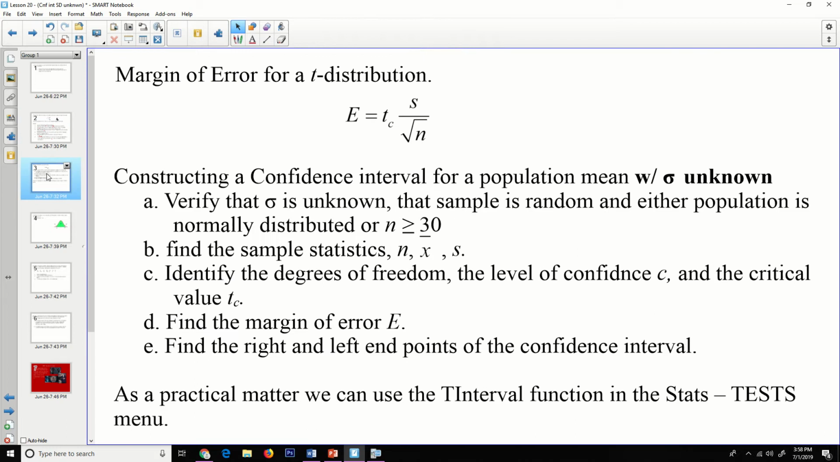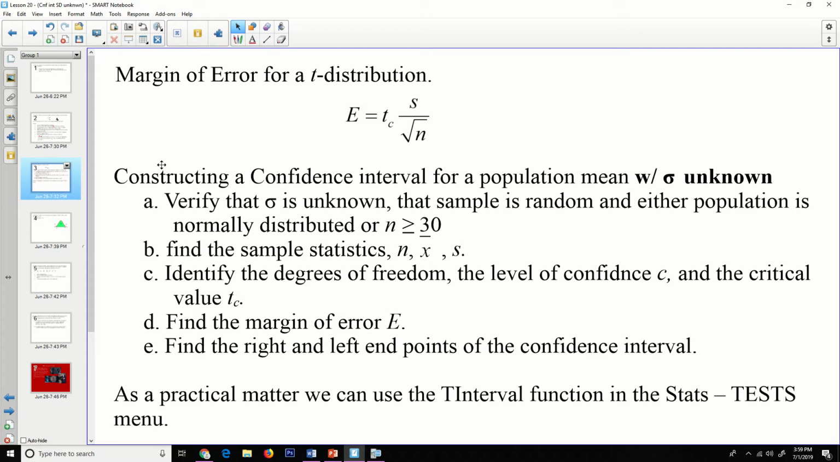The margin of error in a t-distribution is similar to the margin of error we've seen, except instead of the z statistic, we're going to use a t statistic. We're going to have to calculate that t statistic, and it is multiplied by the sample standard deviation divided by the square root of the number of elements in the sample.